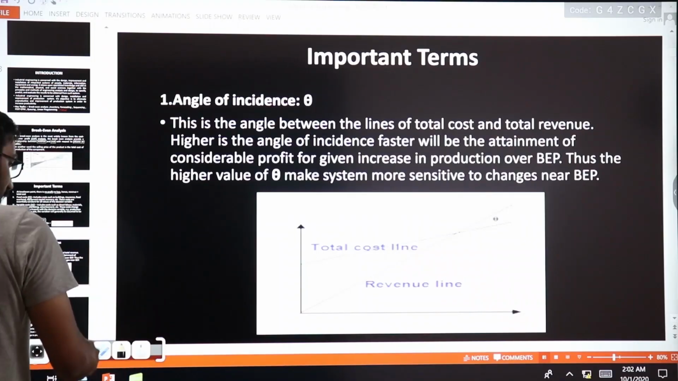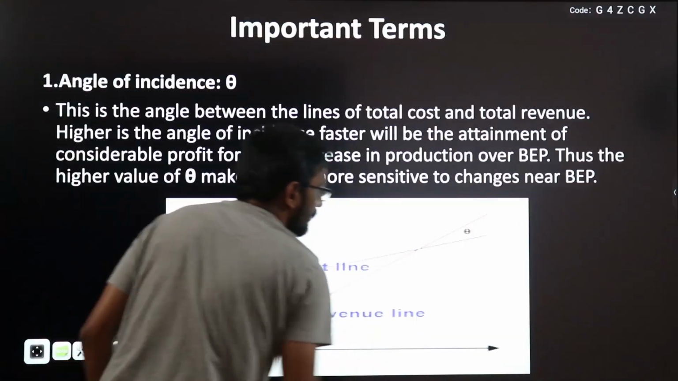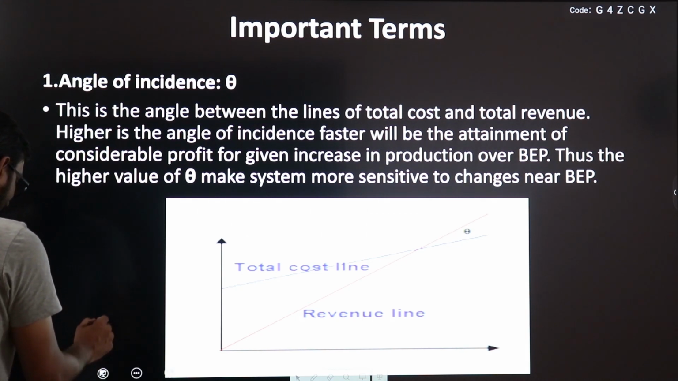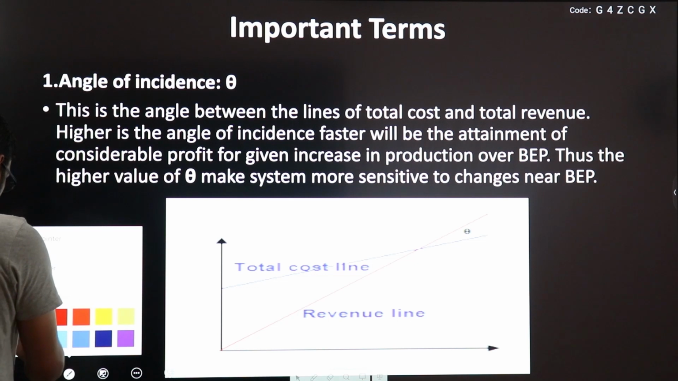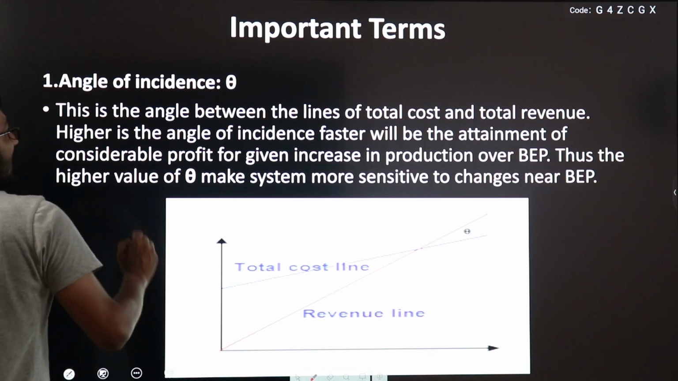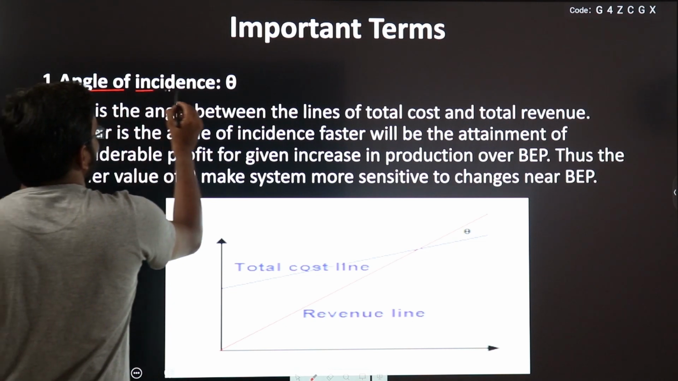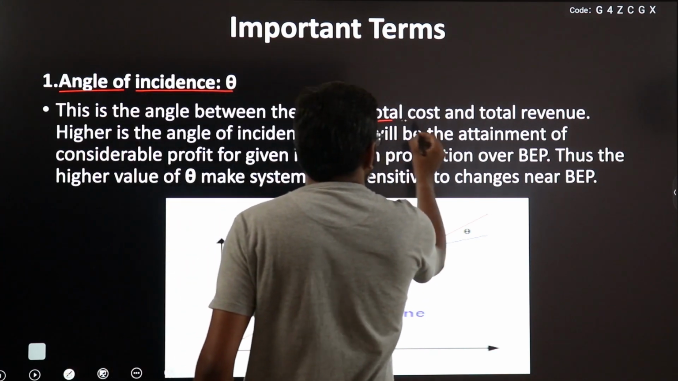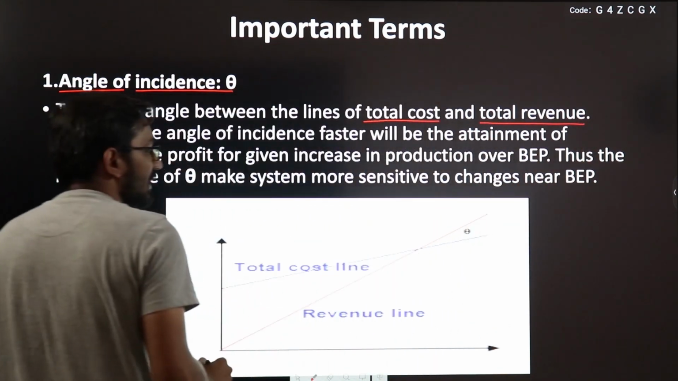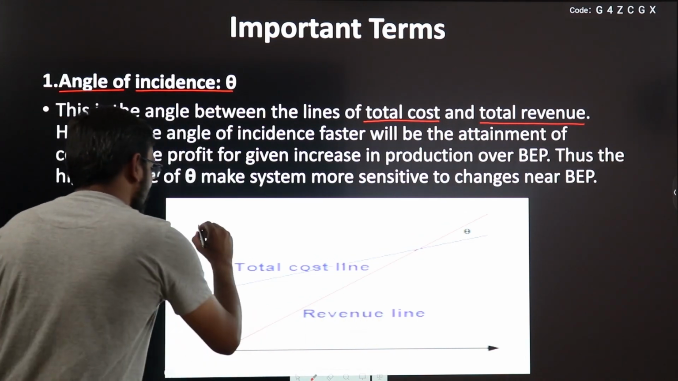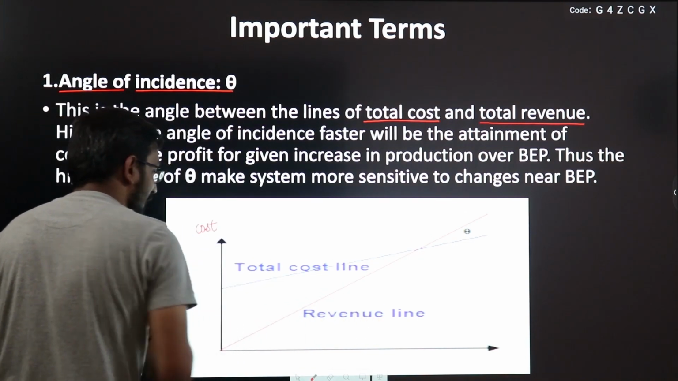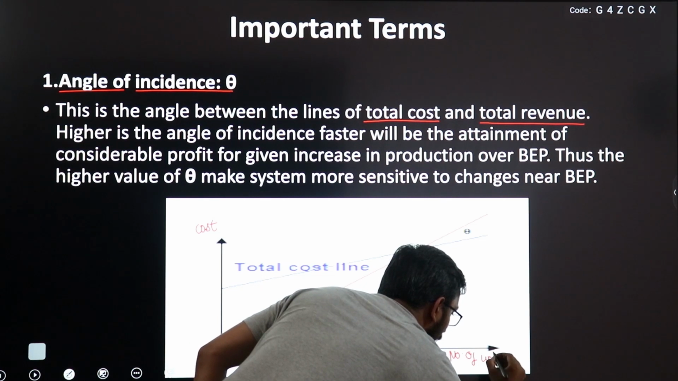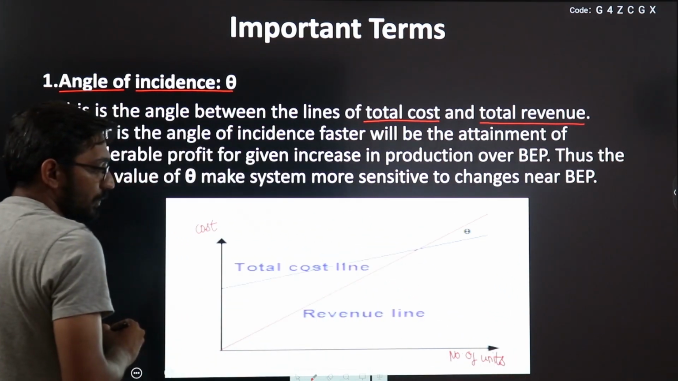Now let us discuss some of the important terms with the help of this PPT. The first one is angle of incidence. This is the angle of incidence between the lines of total cost and total revenue. Suppose this is the graph. Here we have cost on this axis, and here we have the number of units produced.